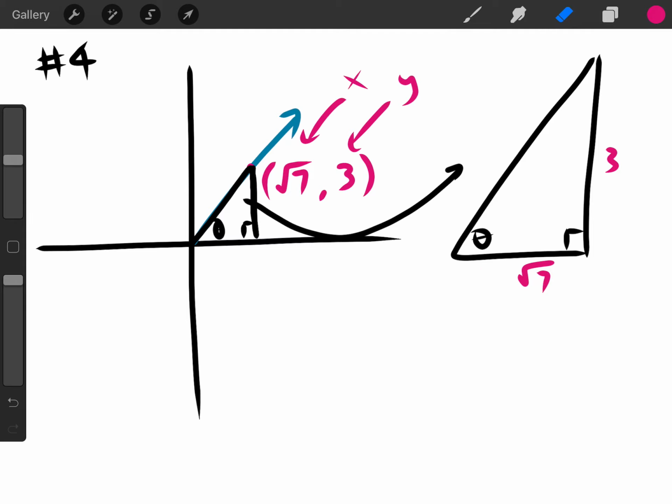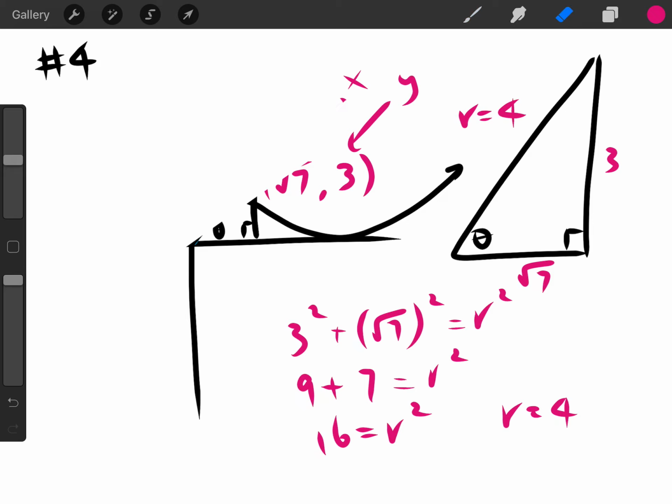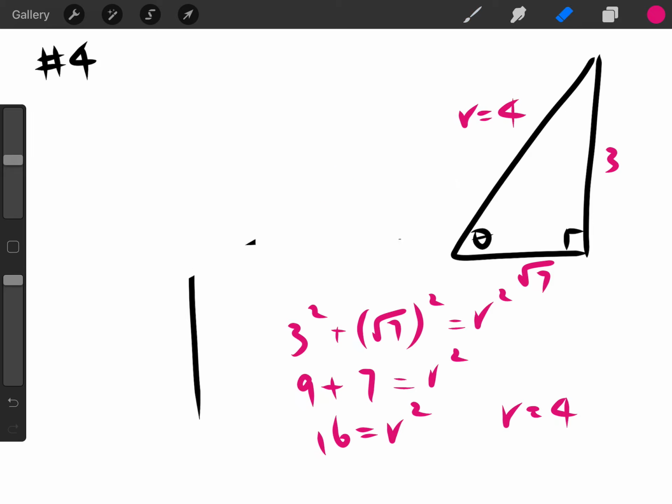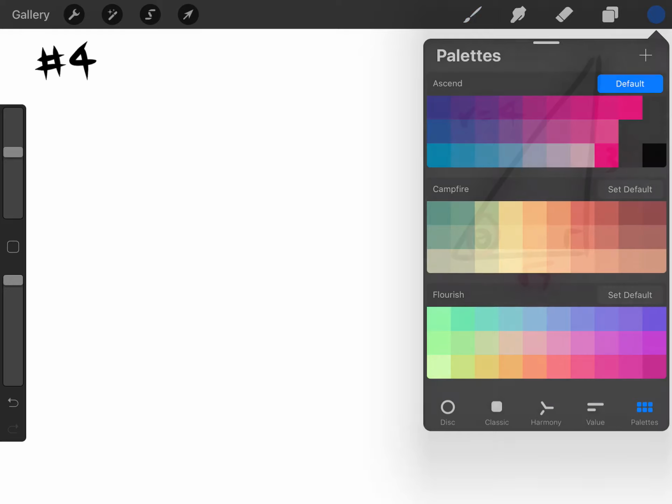Okay, let's come up with the radius or the hypotenuse. So it's going to be 3 squared plus rad 7 squared equals r squared. That's going to be 9 plus 7 equals r squared, and that's going to be 16 equals r squared, so r equals 4. It's always going to be positive, okay? Now let's come up with the 6 trig functions. Okay, so this is the reference angle.